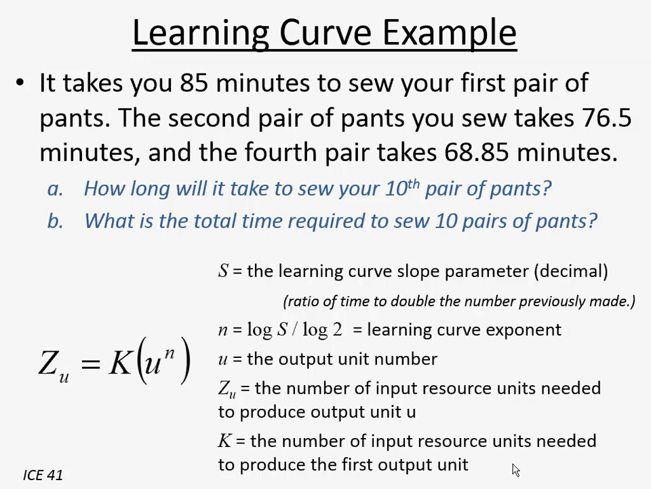Well, let's check that because we also know how long it took to make the fourth pair. So let's do from the second to the fourth. S was 68.85 minutes divided by 76.5 minutes. Also 90%. So it's following the pattern.